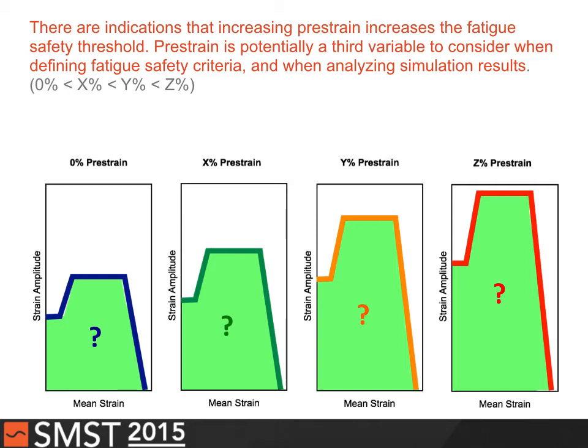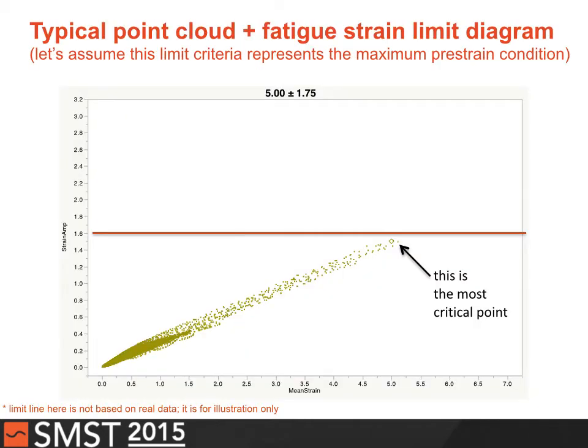Now I'm going to get a little bit speculative. If I were to recalculate this fatigue threshold at different levels of pre-strain, I don't know exactly what it would be, but it would have this type of trend, where as I go up in pre-strain, this limit is going to go higher. Bear with me and let's believe that for a moment, and let's see what the implications are to our point cloud and fatigue analysis.